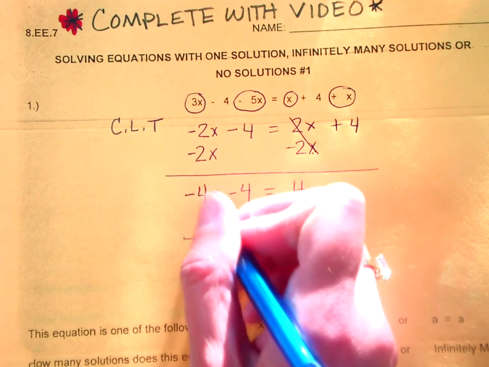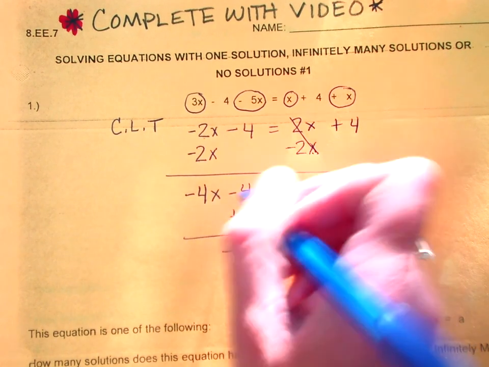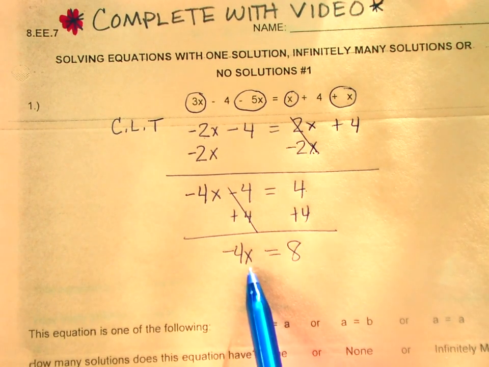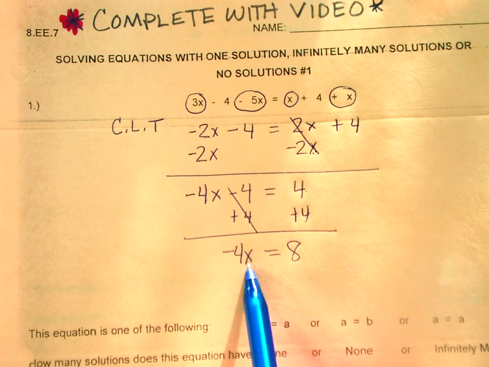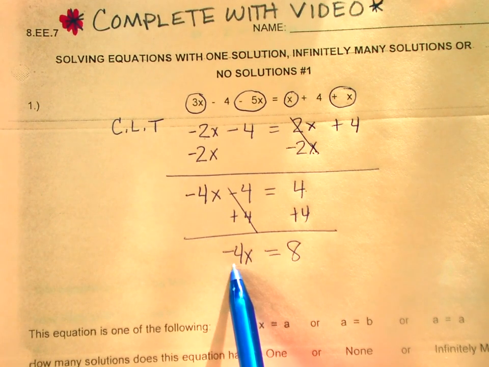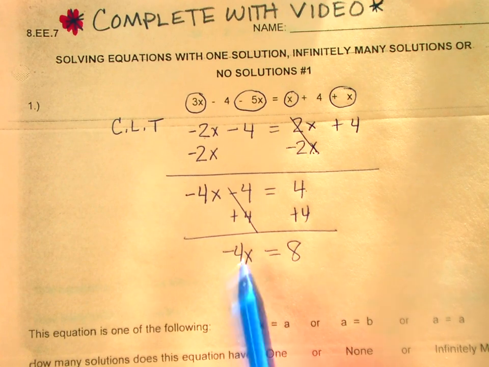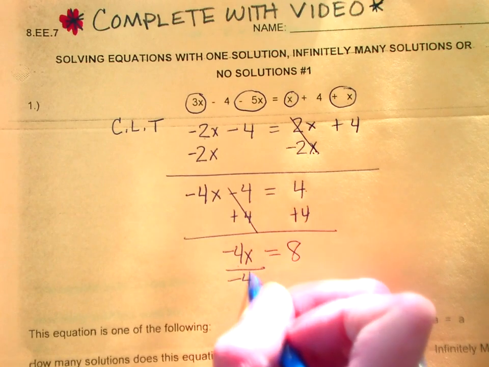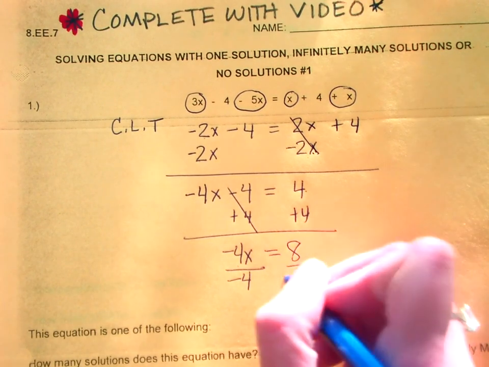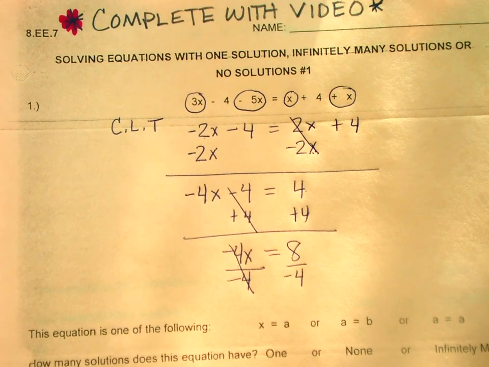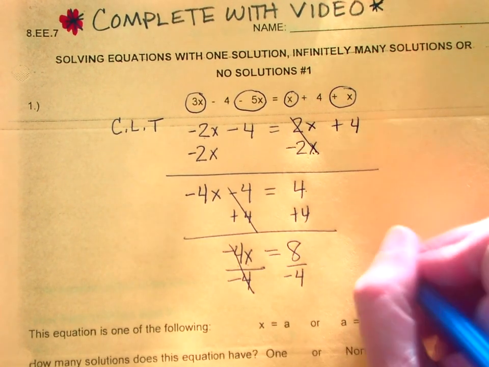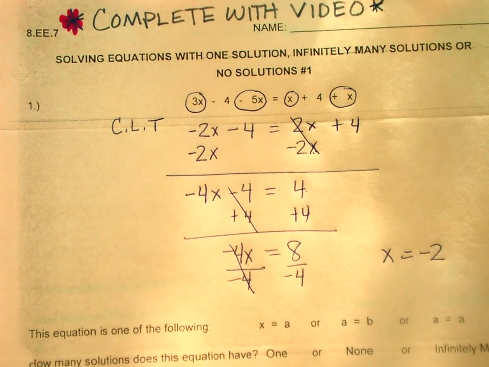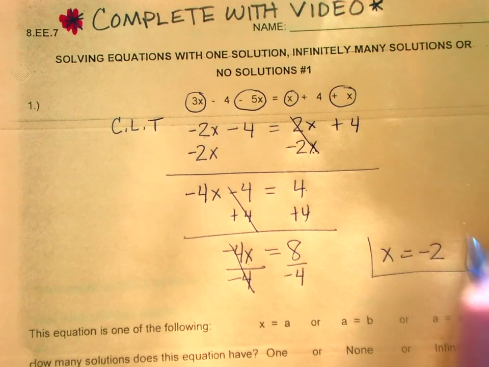So bring this down. We have negative 4x. Those cancel. 4 plus 4, 8. And then now we're just down to our one-step equation. If I want to keep solving for x, this is saying negative 4 times x. So I have to undo that, or do the inverse operation, divide by negative 4. And again, whatever we do to one side, do to the other. So that way those cancel, and now I'm left with x equals 8 divided by negative 4, or a negative 2. Okay, and we've solved for the variable now.